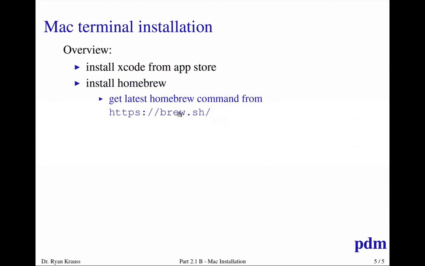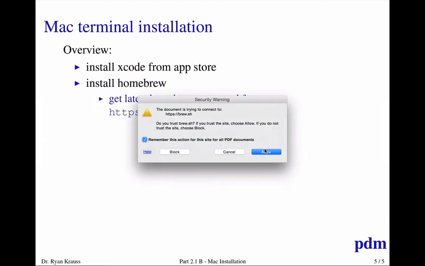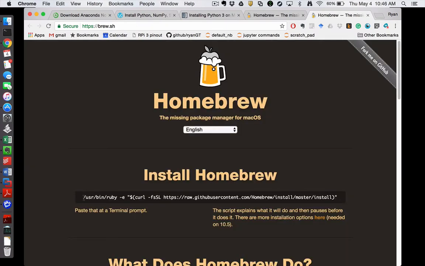Once you have Xcode installed, and that could take a little while, you've got to install Homebrew. The best way to do that is to go to their webpage, which is brew.sh, grab whatever this command is and copy it, and then we're just going to paste that into a terminal.